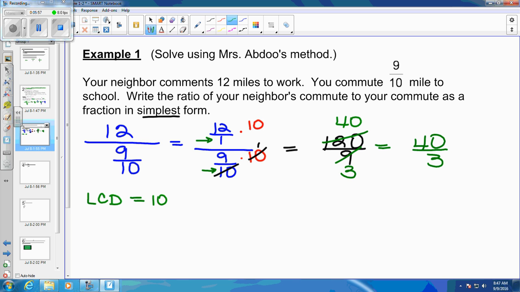Like I said, this is a touch longer, and it'll take some practice to get used to, but once you do, you'll love it. You'll find it's much easier. So let's go to the next one.